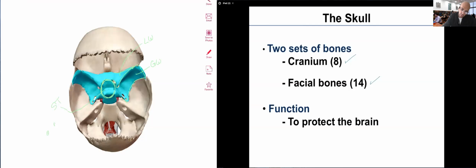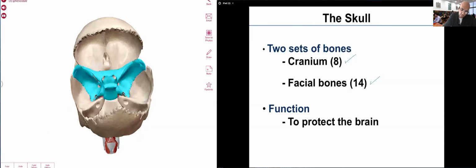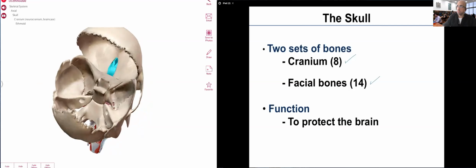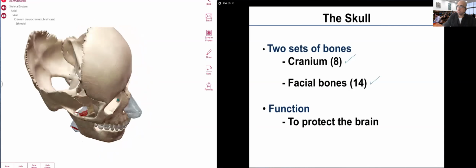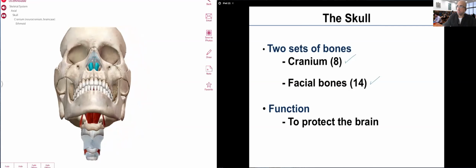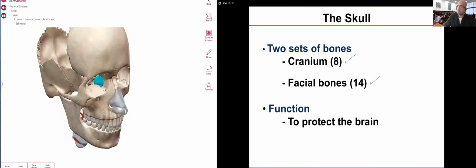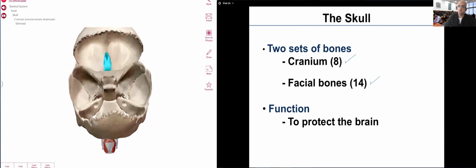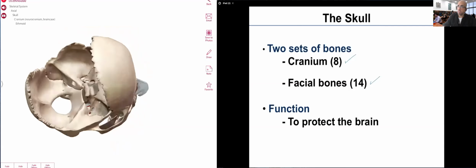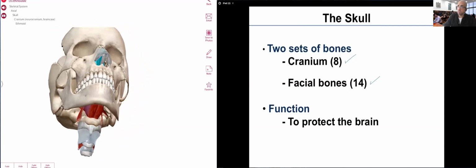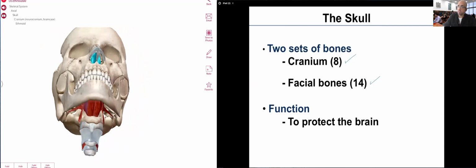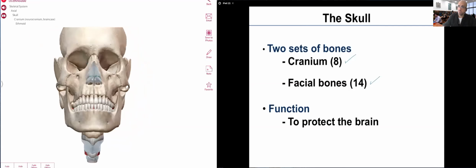Remember, another cranial bone that I can see a large part of from inside of the cranial cavity. This was my ethmoid bone. And remember the ethmoid bone, you can see part of it here inside the cranial cavity, and the other part is located inside my nasal cavity. You can see it inside the nasal cavity on here.